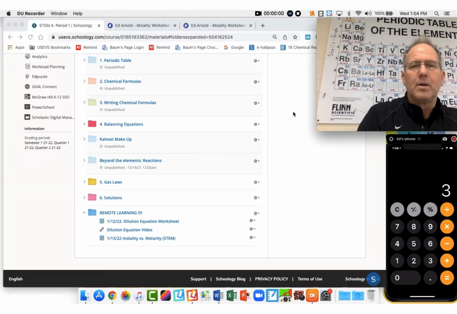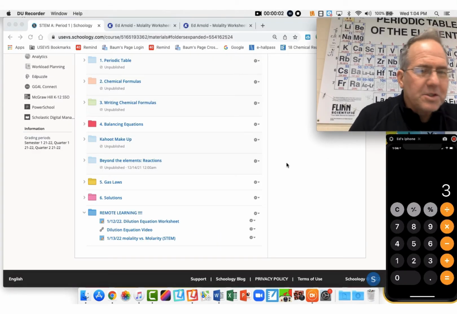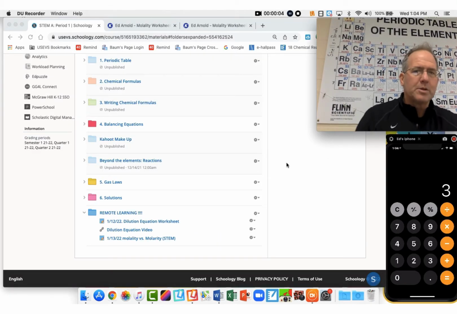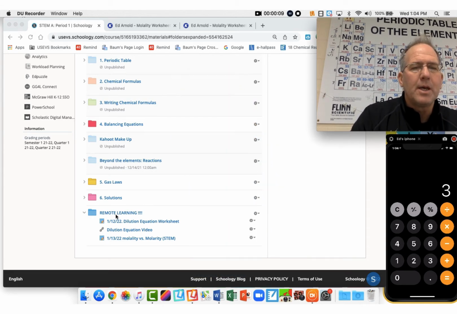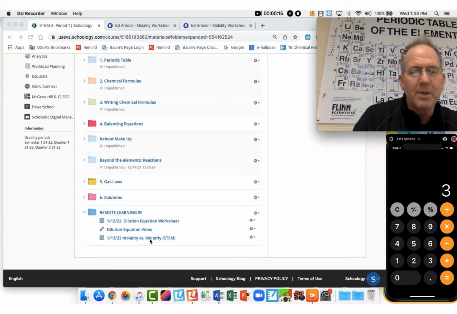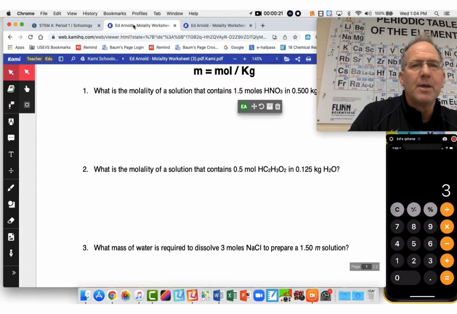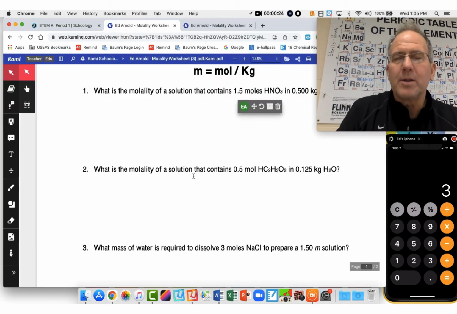And so today, we're now in Schoology. We're going to go into Schoology, into the remote learning file, and go down to today's assignment, which is 1/13/22, molality versus molarity. Same thing we just talked about. We're going to open that up. I've already opened it up to save us some time, and there are my problems right there.